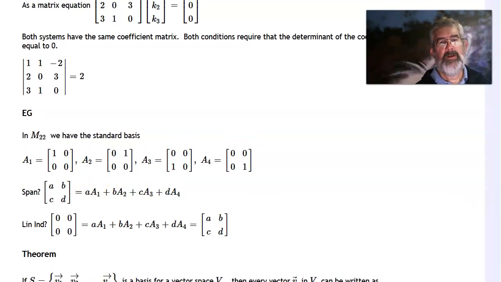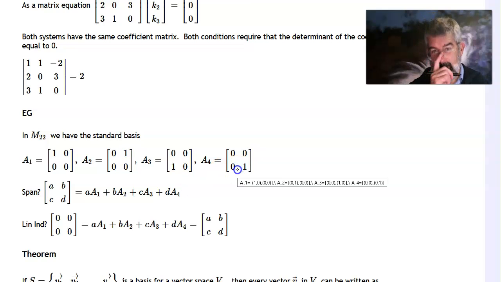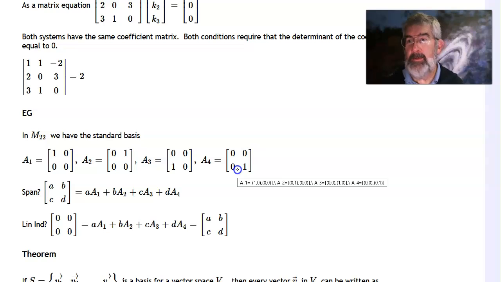Matrices. Here in M22 we have what's called the standard basis. 2 by 2 matrices. I'm going to put zeros everywhere except for a 1 in the upper left. This one I have a 1 in the upper right, lower left, lower right. And that, it turns out, is a basis.